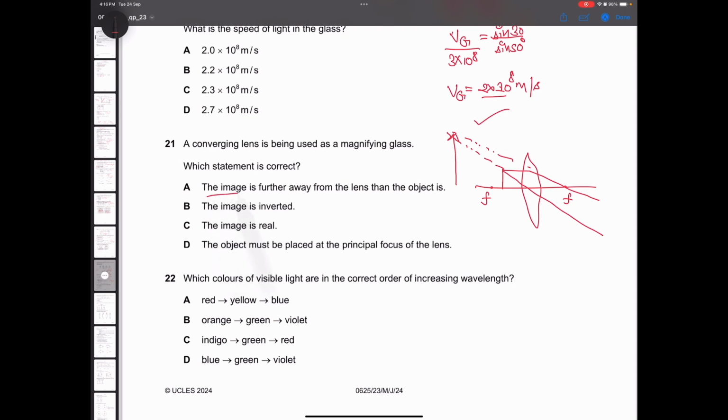So the image is further away from the lens than the object is. Object is only this much away from the lens, image is this much away. So this statement is correct. The image is inverted? No, this is the only case of convex lens where the image is upright. This is incorrect. It is a real image? No, it's a virtual image. The object must be placed at the principal focus? No, it should be placed between the principal focus and the center. Between, not at. Incorrect. Option A is the correct one.